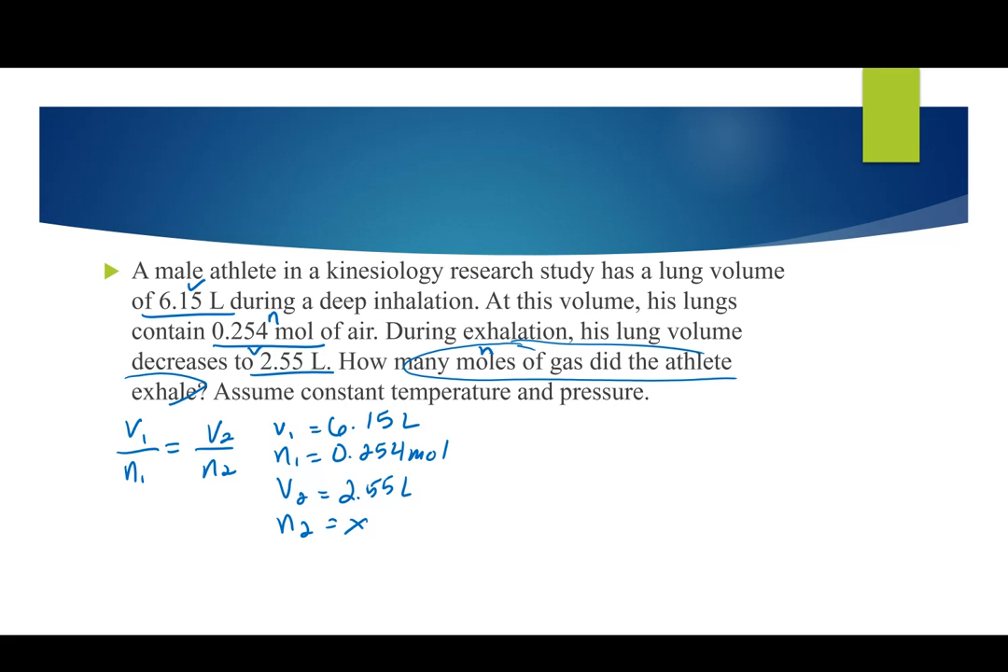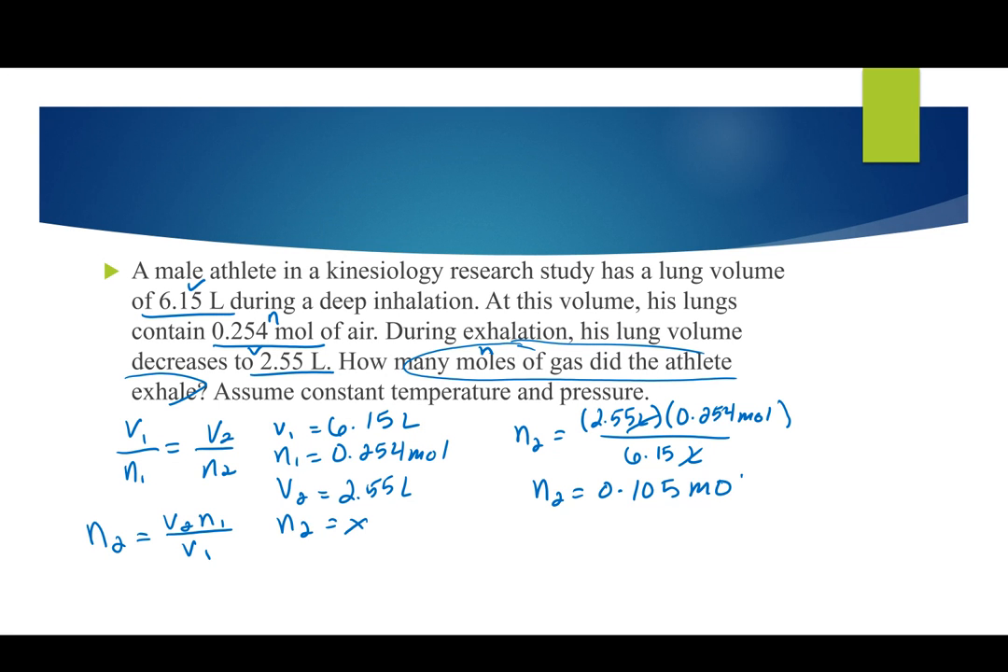If you want to just plug into that formula as is and solve for N2, that's fine. Or you can rearrange. So N2 is V2 times N1 over V1. Let's plug in the numbers. So V2, 2.55 liters, times 0.254 moles over 6.15 liters. Liters will cancel. I get 0.105 moles.